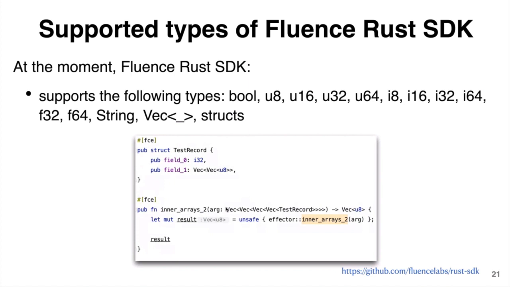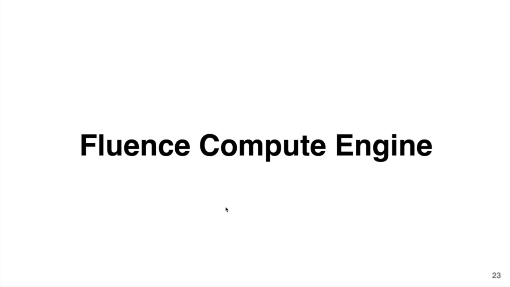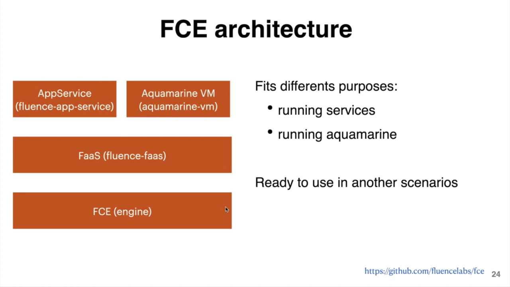So let's move on and discuss the architecture of Fluence Compute Engine. The architecture of FCE consists of several layers. On the first layer, we have the so-called engine, or FCE. Next one is function and service. And on the facade level, we have modules that are designed to support our services that I discussed at the beginning of the presentation, and Aquamarine. Such a design fits different purposes, so it's like a plugin system. You can, for example, load and unload modules that can be plugins. For example, this FCE can be used in game engine systems, if you want to support plugins in your games or something like that.